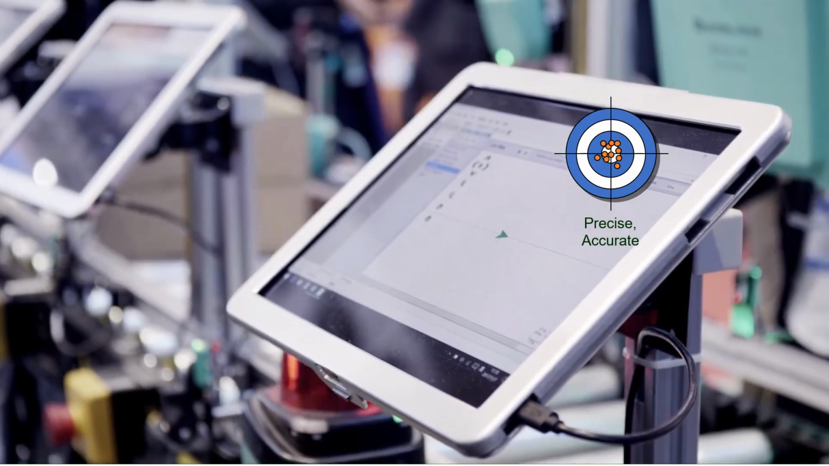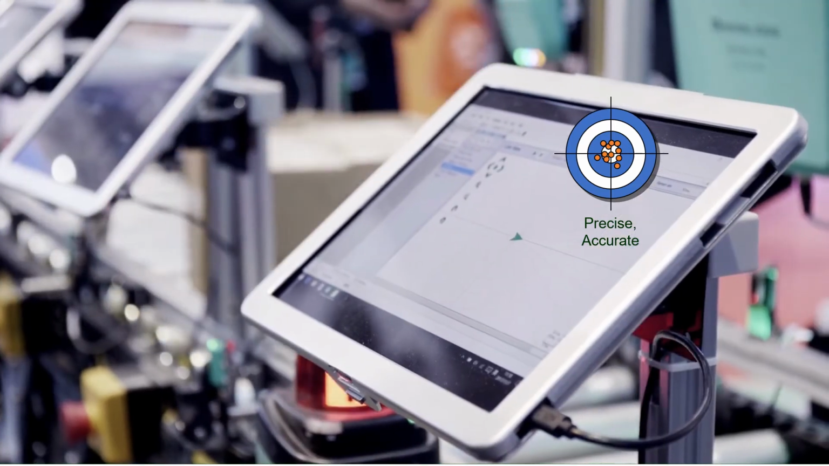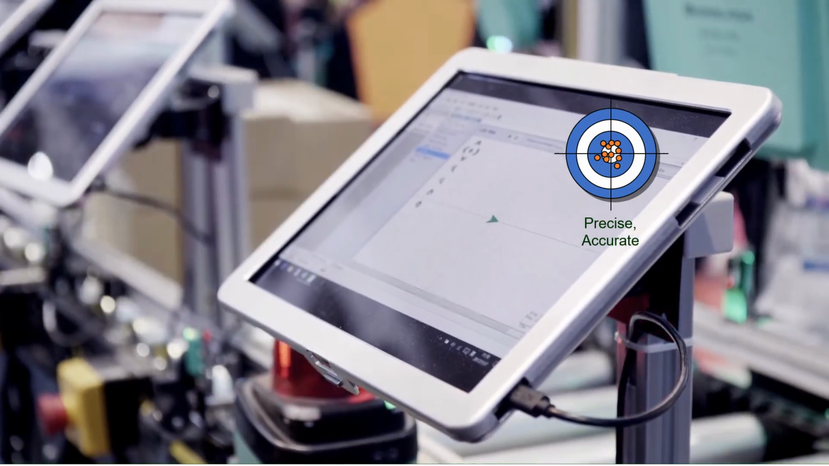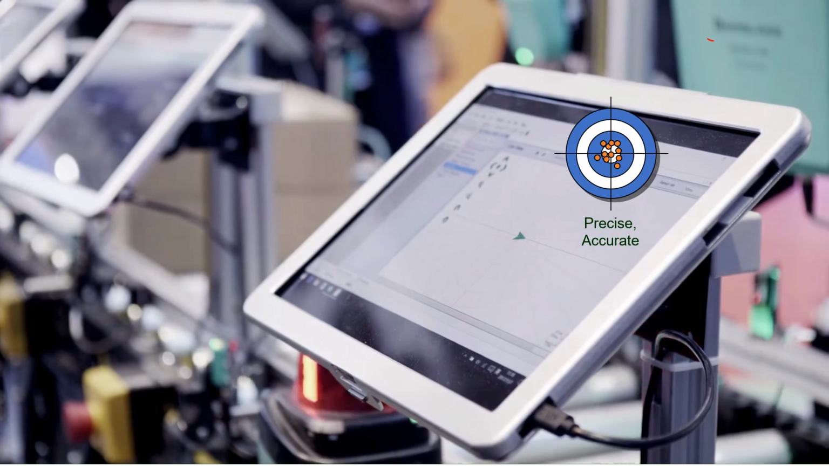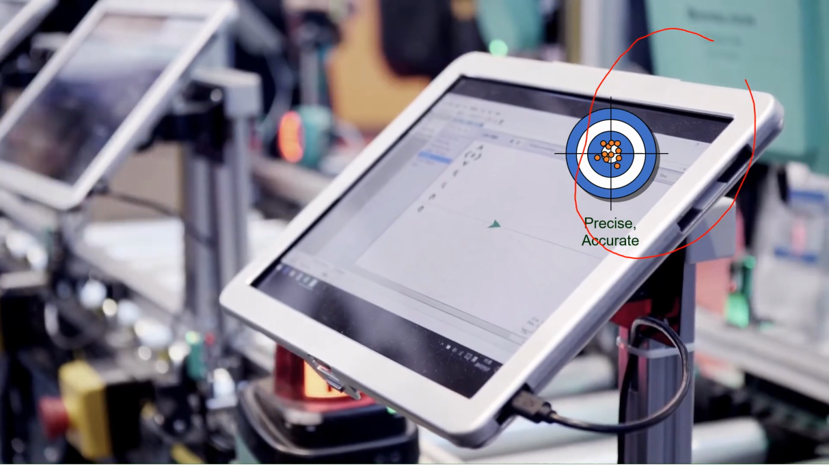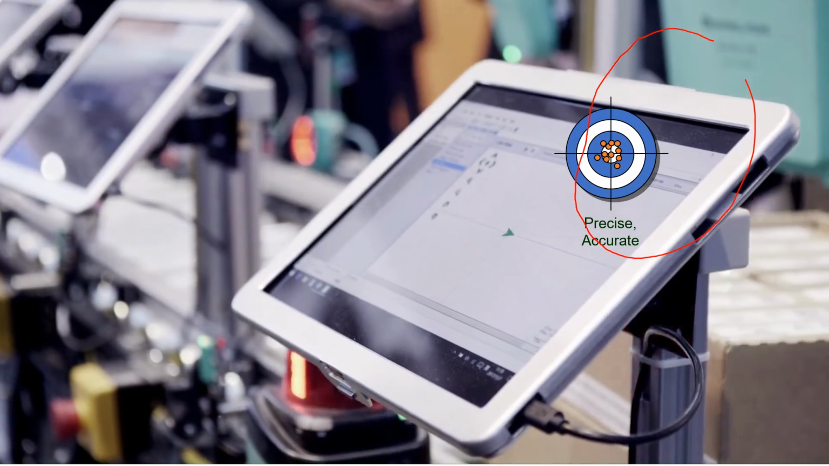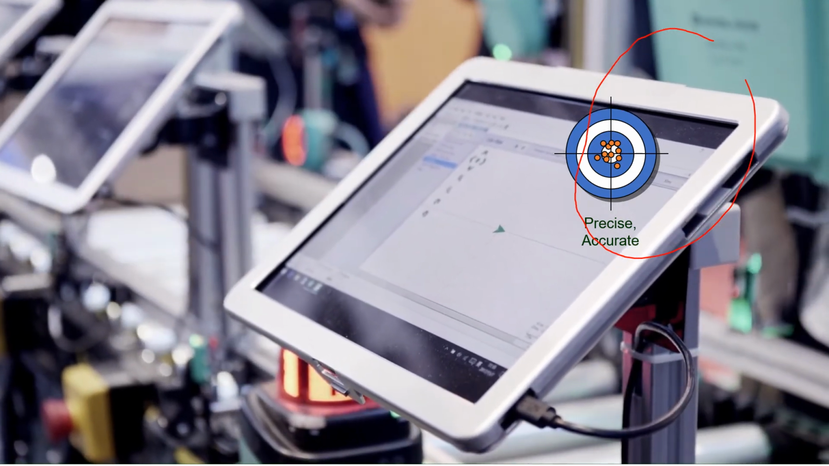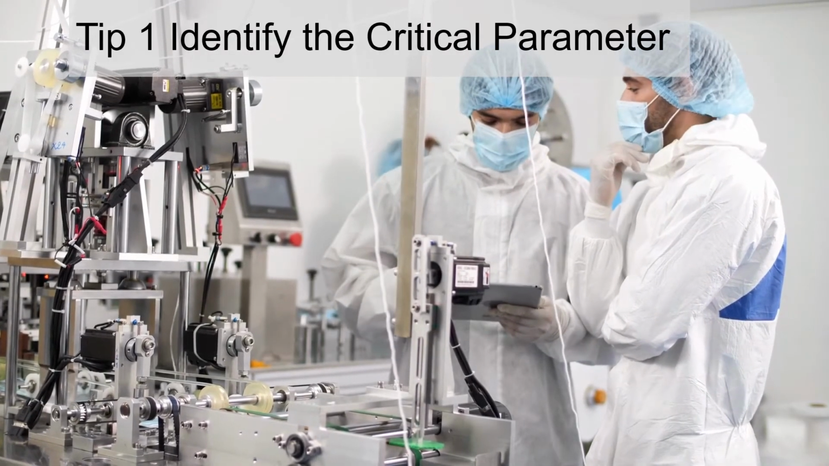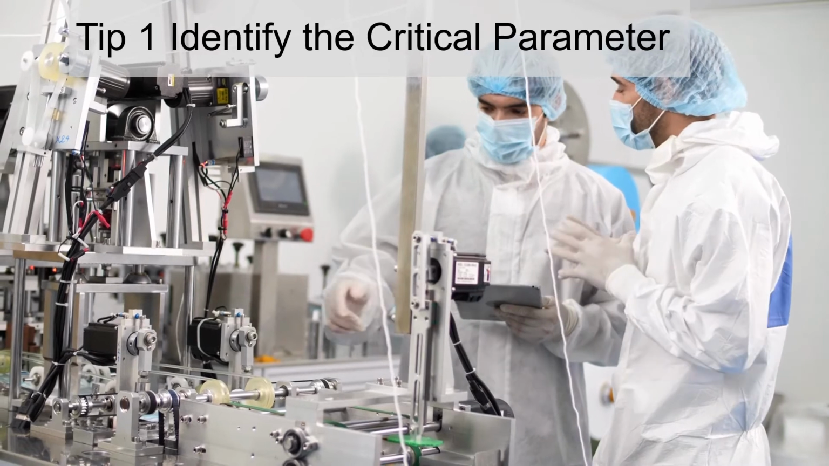Let's go through the top 3 tips which are necessary to help you in setting up IR 4.0 data collection process to give an accurate and precise data. Accurate and precise data are important in decision making, either to accept or reject parts, and also in process improvement. Tip number 1 is to identify the critical parameters of the product which is important to the customers.